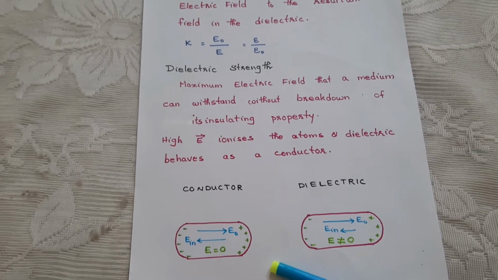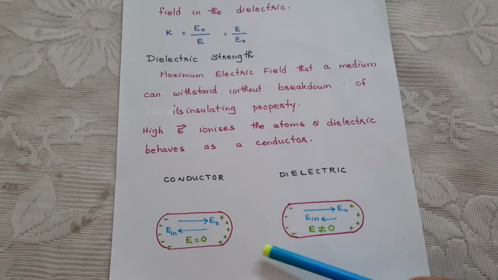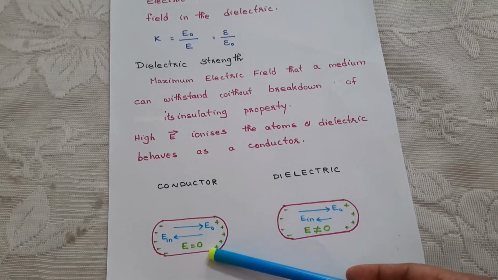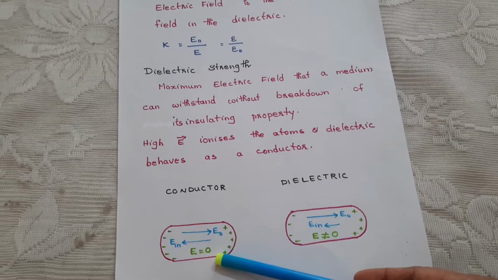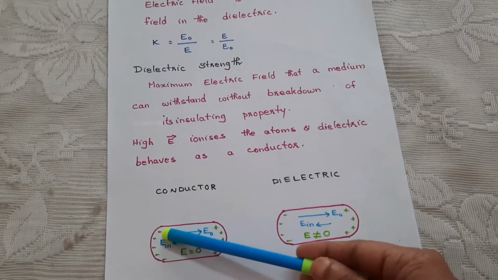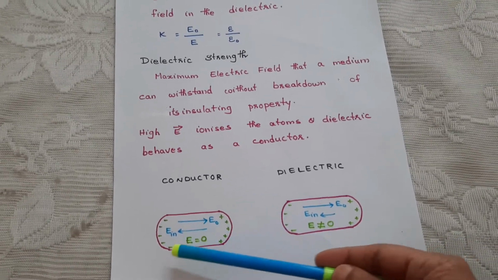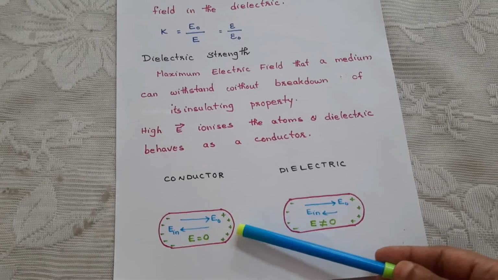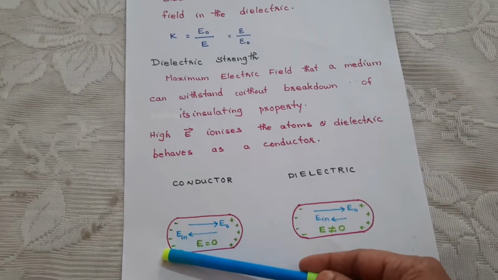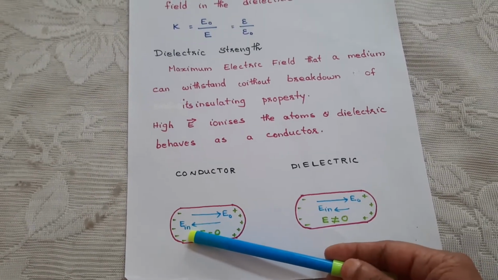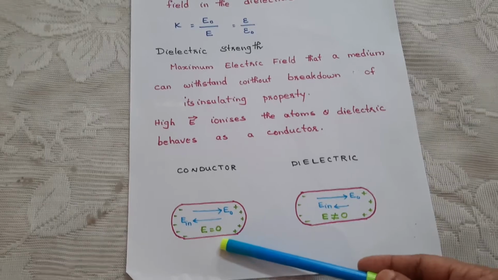Now let's see the difference in the behavior of conductor and dielectric in an external electric field. In the case of conductor, the free electrons would experience a force and the free electrons would drift opposite to the external field. And thus the surfaces attain charge densities, positive on one surface and negative on the other side. And it produces an electric field which is equal and opposite to the external field. So the net electric field is 0.